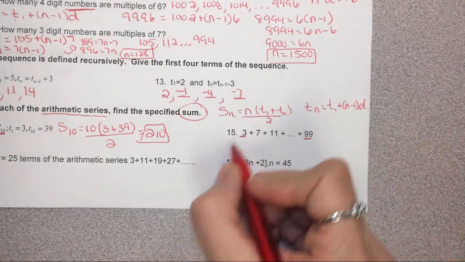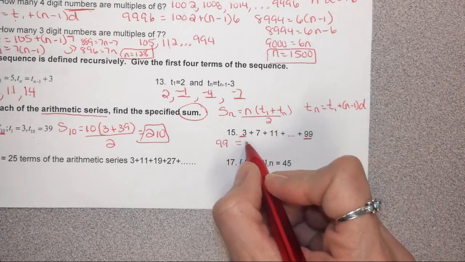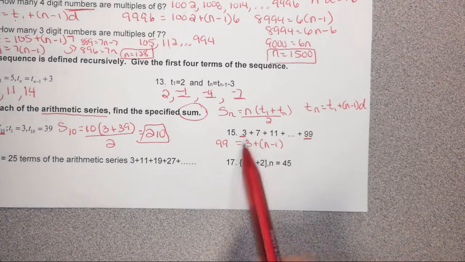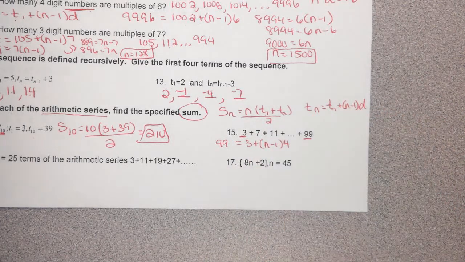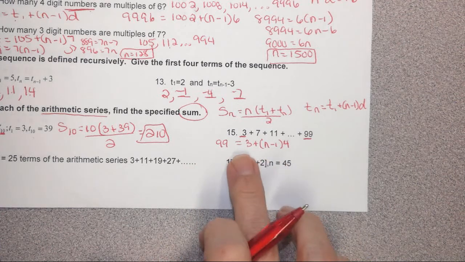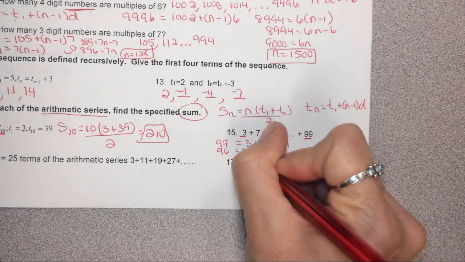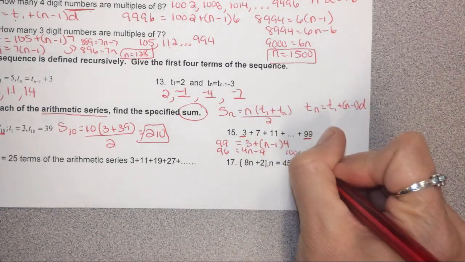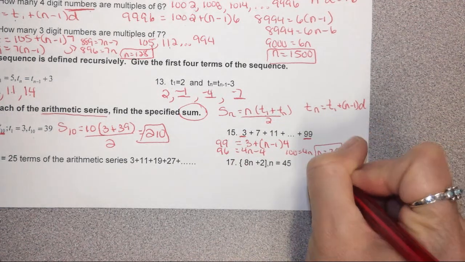Okay, so to solve for n, I'm going to take my last term, which is 99, equals my first term, plus n minus 1 times the common difference. What am I doing to get from 3 to 7? I'm adding 4. Okay, so we've done this a couple times. So I'm going to subtract 3 and get 96. I'm going to distribute and get 4n minus 4. I'm going to add 4 and get 100 equals 4n, and n equals 25.